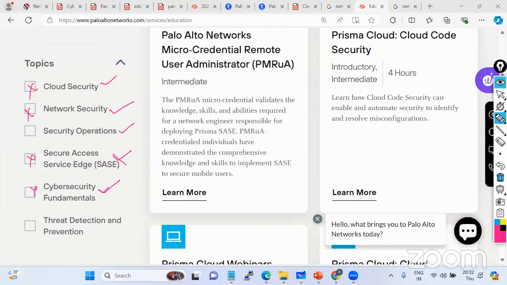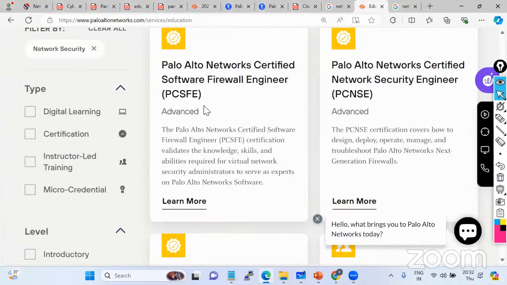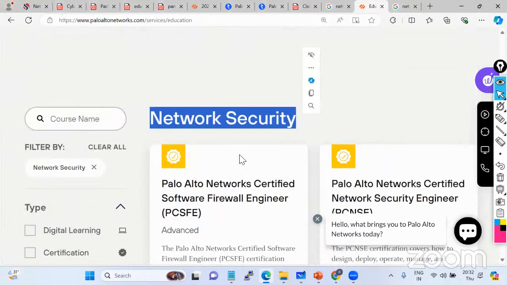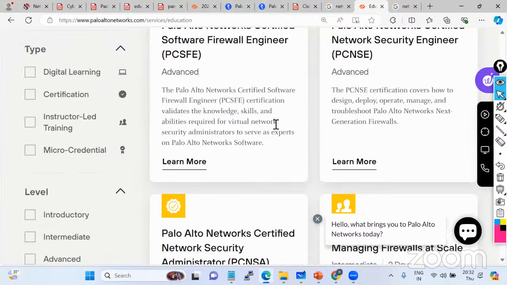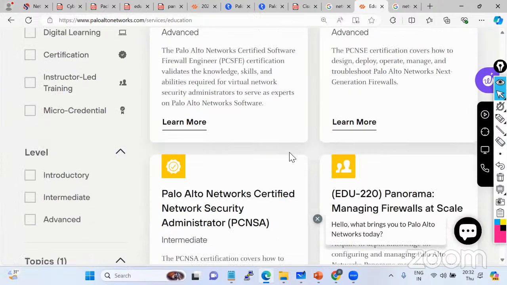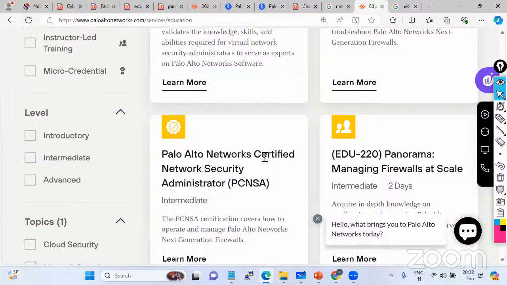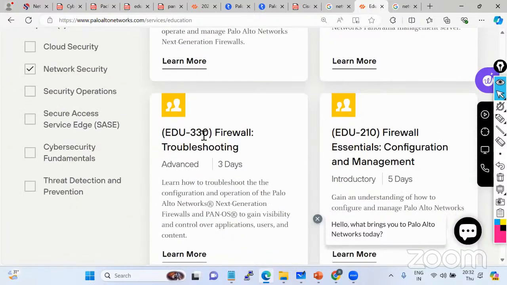If I click on network security, you can see we have different certifications. This is the Palo Alto Networks Certified Software Firewall Engineer, known as PCSFE, right? And then the Palo Alto Networks Certified Network Security Engineer, PCNSE. And another is the Palo Alto Networks Certified Network Security Administrator, PCNSA. And some EDU exams, they have different troubleshooting ones.